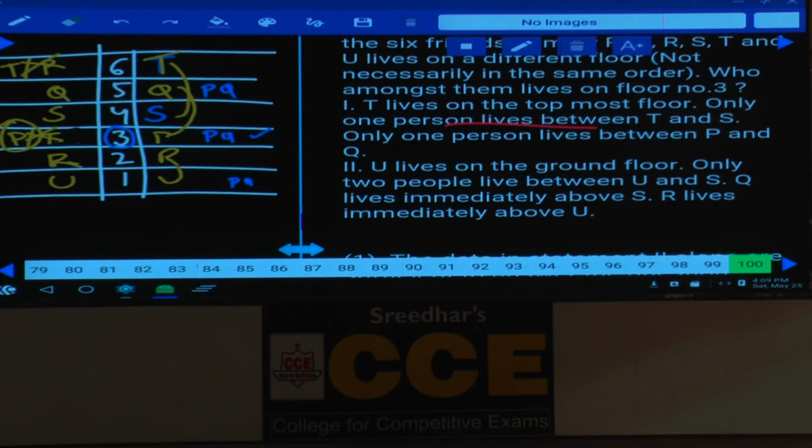Now this is about paper number 687. Yes, anything else left over in this paper? Question number 66 to 100.